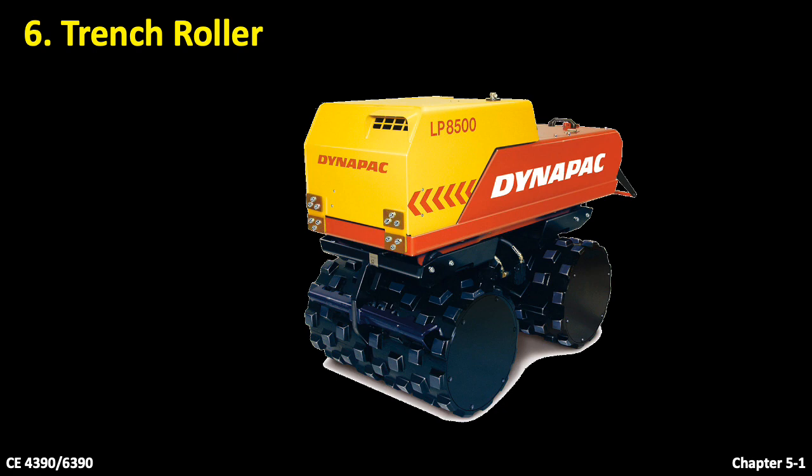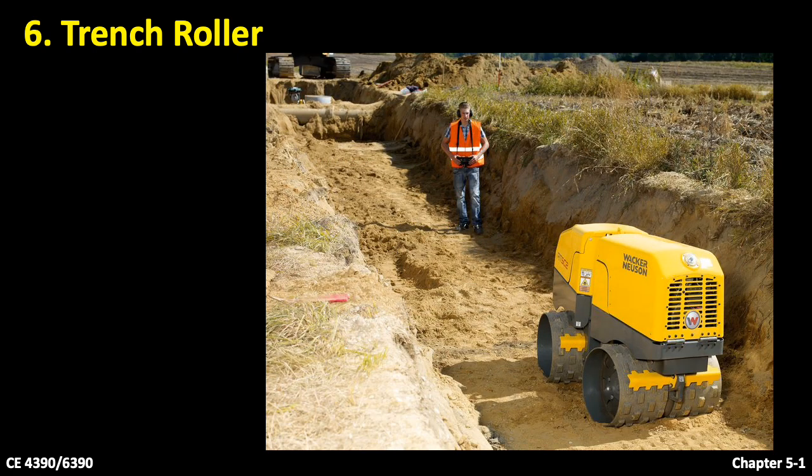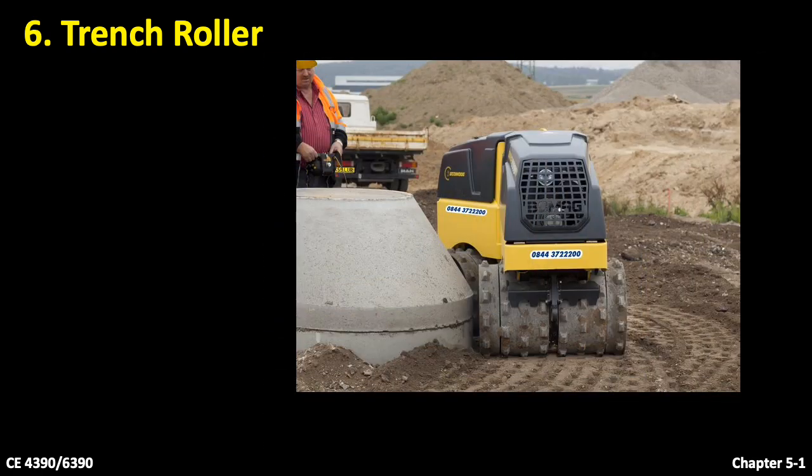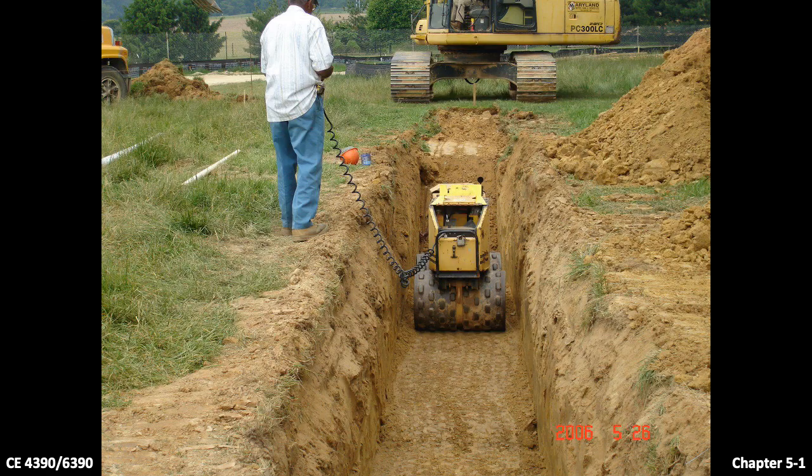Another type of roller is trench roller. It is typically small and commonly used for compacting trenches. It is flexible and can make turns easily. It works like a robot.